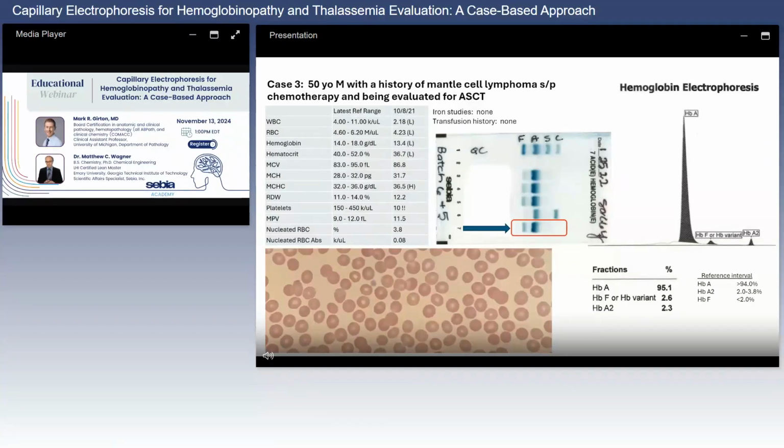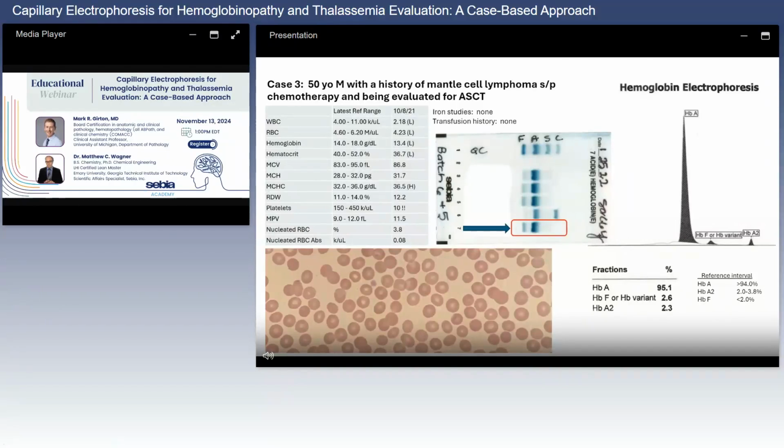Looking over at the CBC indices, we see this patient is anemic. In this case, the MCV is normal, so it'd be a normocytic anemia. Additionally, the patient has a low white count and almost critically low platelet count of 10,000 per microliter. So pancytopenia, which goes along pretty well with the history of mantle cell lymphoma with chemotherapy.